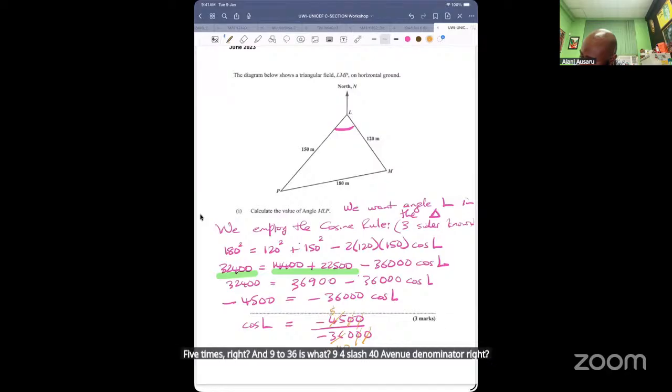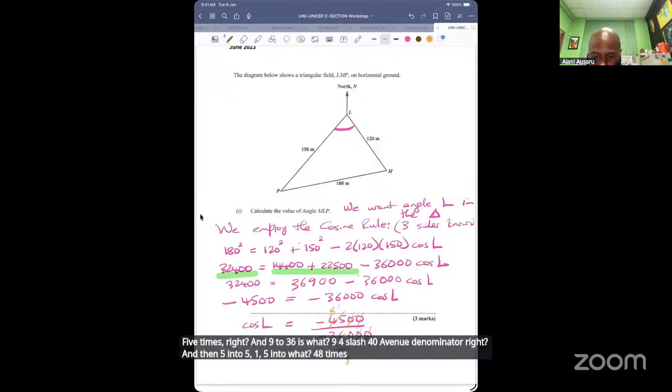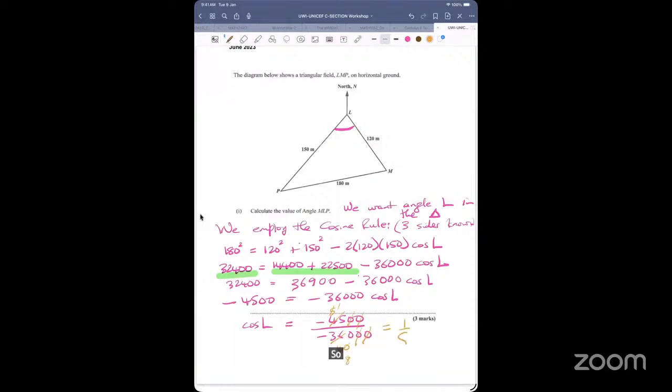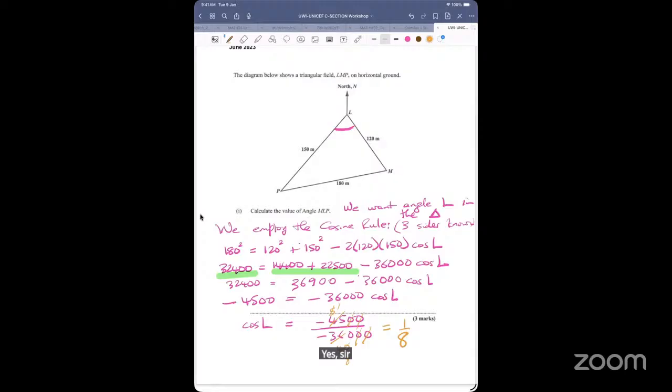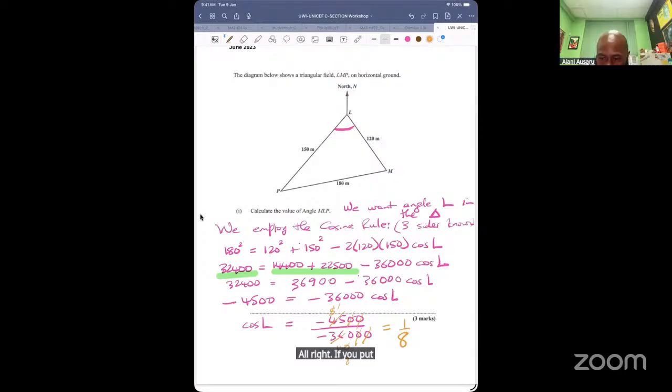And then 5 into 5, 1. 5 into 40 is 8. And the negative divided by negative is positive, right? So this is equal to 1/8. Everybody with me? If you put it in the calculator, it will tell you that answer anyway.